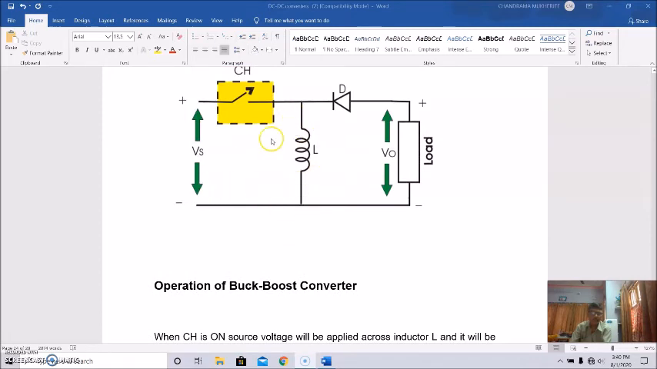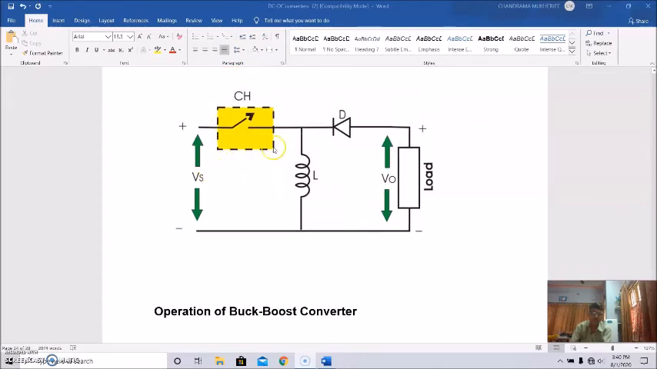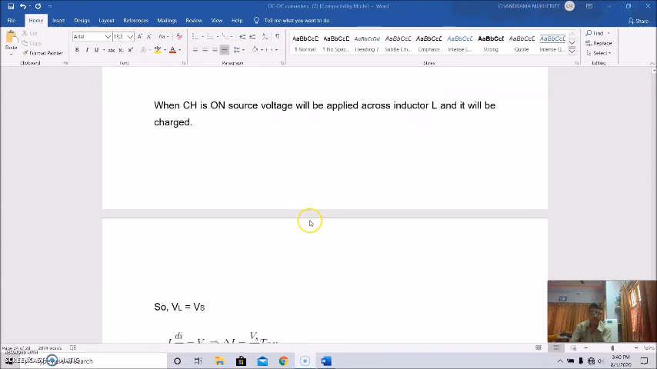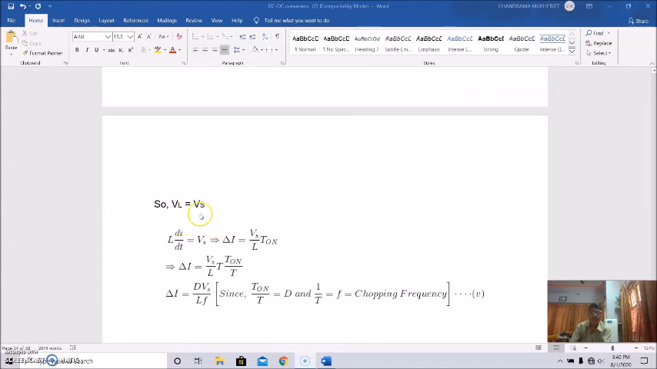As a result, there will be an induced voltage VL equal to L di/dt, that is, energy will be stored in the inductor. So in that case VL will be equal to Vs. So VL equal to L di/dt, and that is equal to Vs. Here di means the change in the current, the peak to peak current, and dt means the turn on time. So this will be Vs equal to L delta I by turn on time. So delta I should be equal to Vs by L into turn on time.